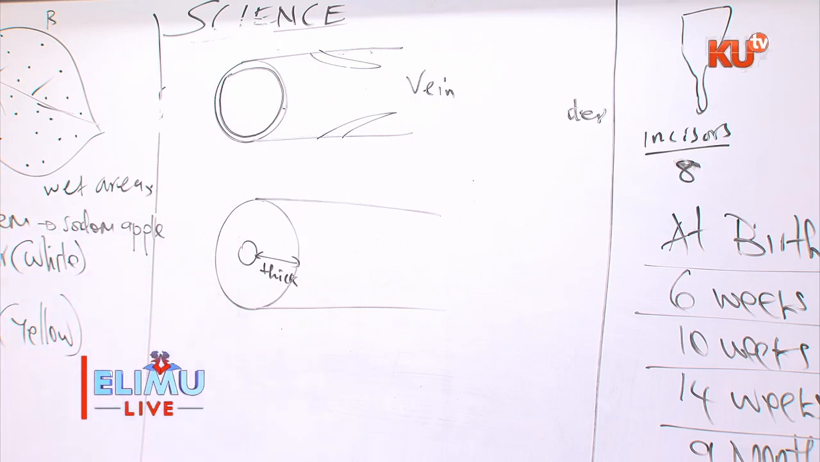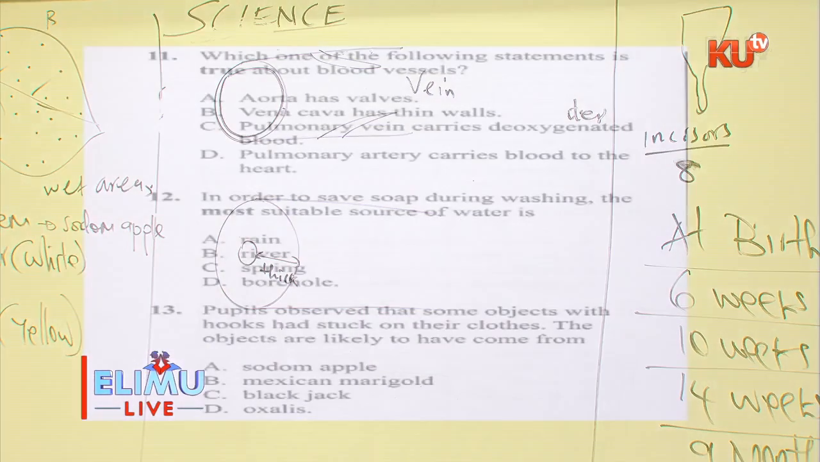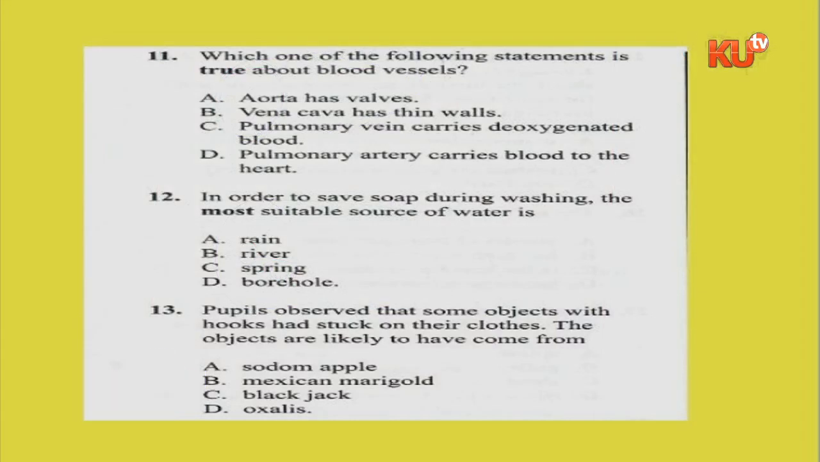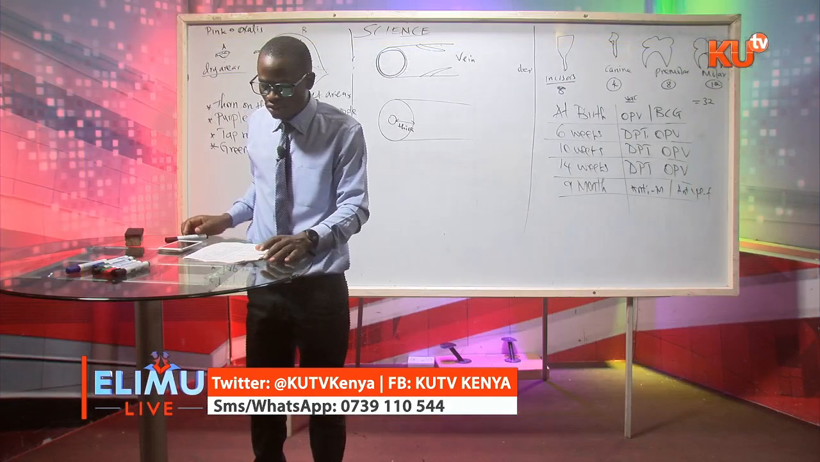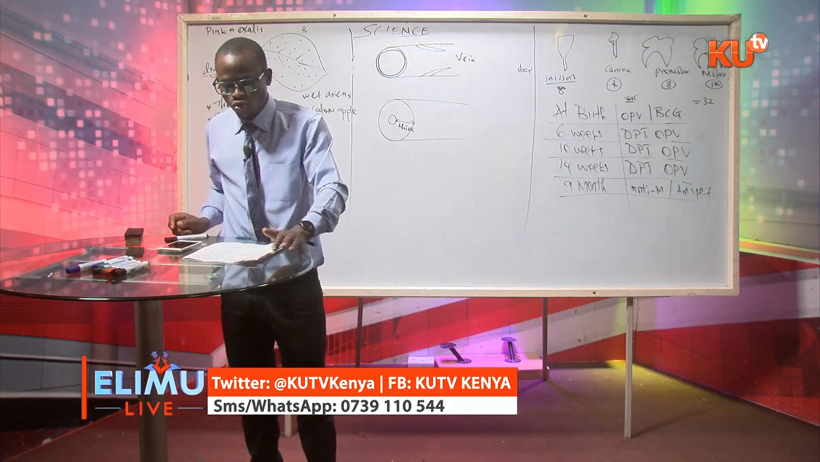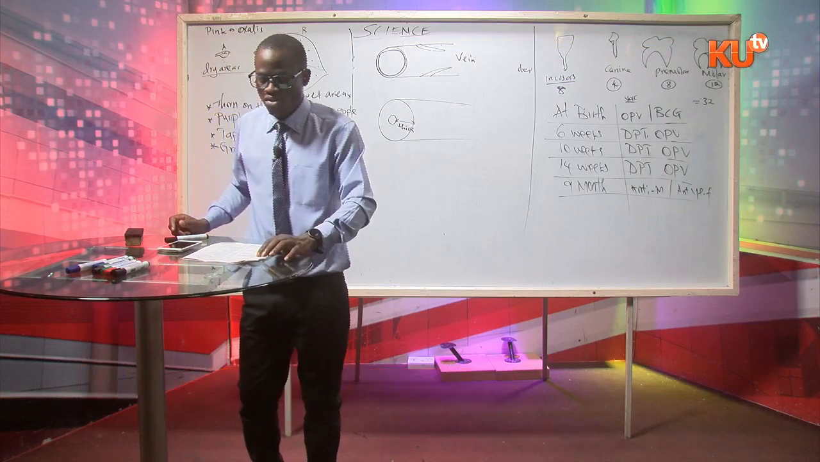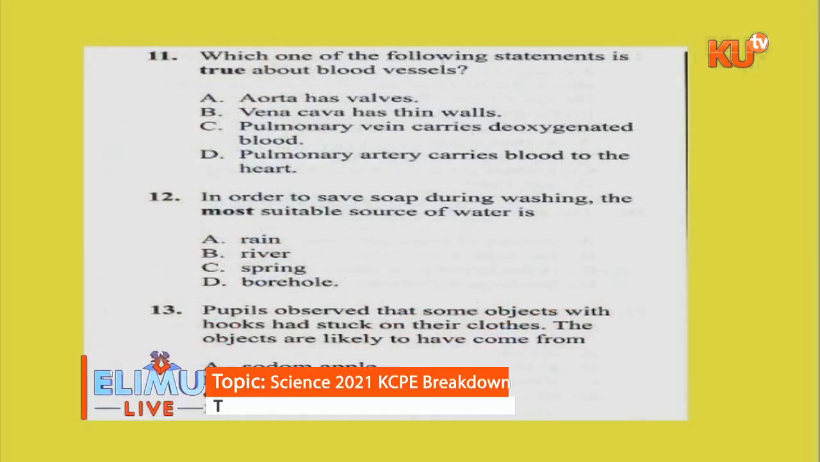So the correct answer in question number 11, boys and girls, was vena cava has thin walls. Let's go to question number 12. In order to save soap during washing, the most suitable source of water is rain, because rain is a source of soft water.